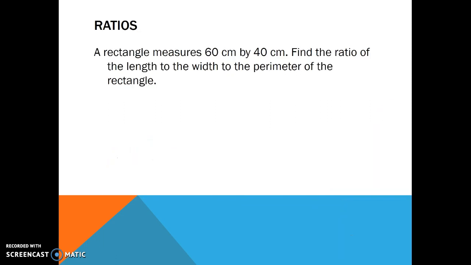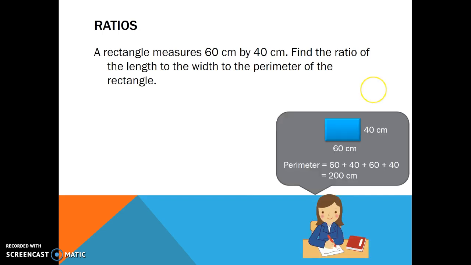All right, let's do another one. A rectangle measures 60 centimeters by 40 centimeters. Find the ratio of the length to the width to the perimeter of the rectangle. You guys already have a model drawn there for you. So there it is again on your screen. Our length and our width are 60 and 40. So we don't yet know the perimeter.